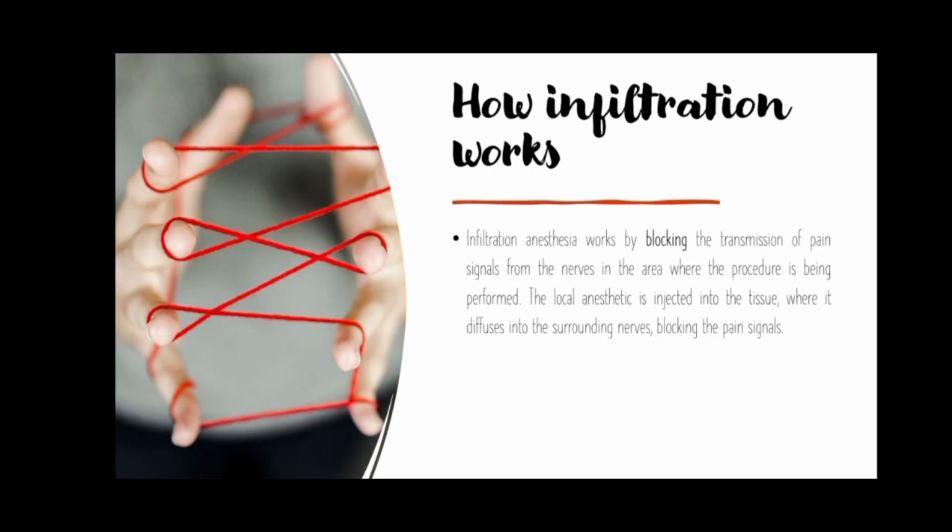How infiltration works. The infiltration anesthesia works by blocking the transmission of pain signals from the nerves into the area where the procedure is being performed. The local anesthetic is injected into the tissue where it diffuses into the surrounding nerves, blocking the pain signals.